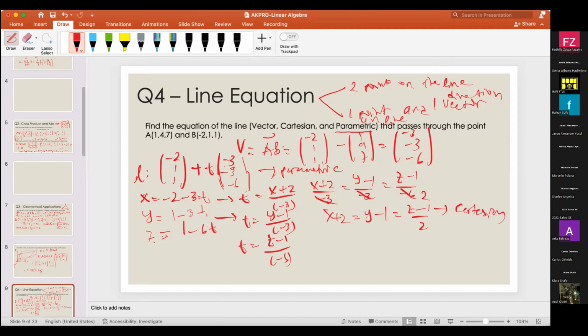And finally, what we're going to do is the vector equation. We're going to do it based on the parametric form. For the vector, all we have to do is write, let's say, L is equivalent to the x component, which is the coefficient of i, which is -2 minus 3t i, plus 1 minus 3t j, plus 1 minus 6t k. And so this is the vector equation of the line.